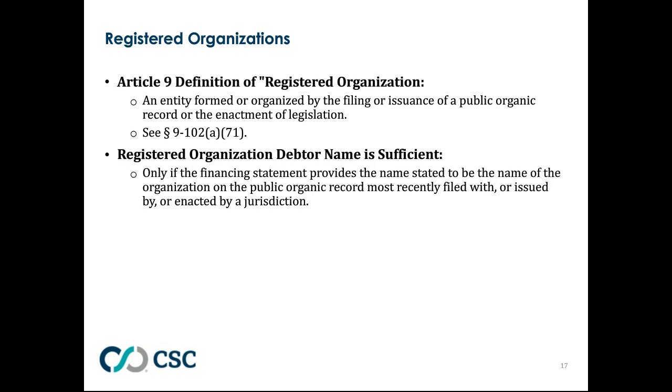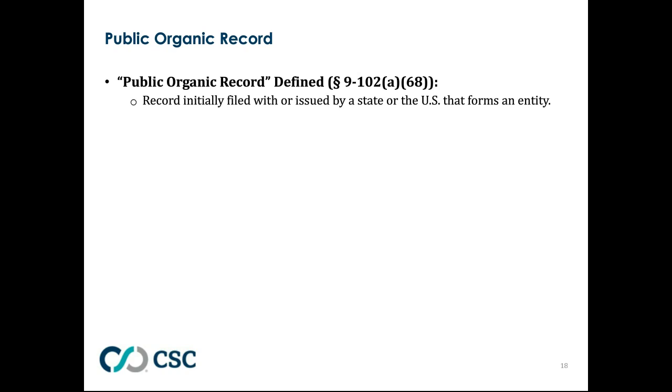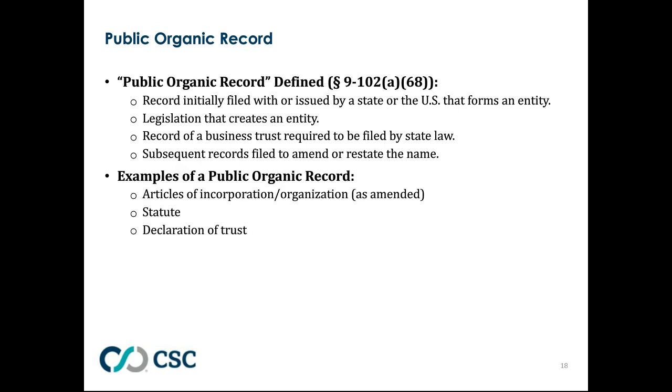Registered organization is a defined term in Article 9 that includes an entity formed or organized by the filing or issuance of a public organic record or the enactment of legislation. A registered organization debtor name is sufficient only if the financing statement provides the name stated to be the name of the organization on the public organic record most recently filed with or issued by or enacted by a jurisdiction.